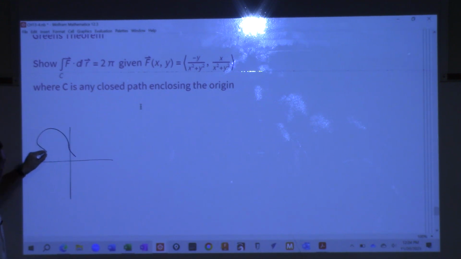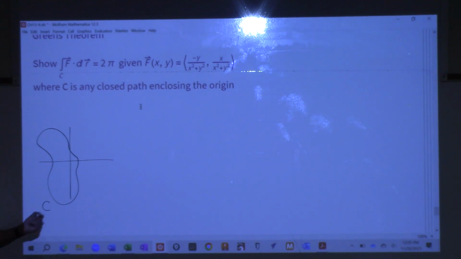So, you know, that would be an example of a C. That is a path that encloses the origin. But there's an infinite number of paths you could choose. So we need to somehow show the answer is always going to be 2 pi no matter what path we ever choose. Do you see what I'm saying? This seems not possible to answer because you can't check every path.